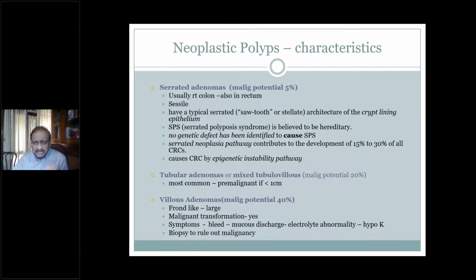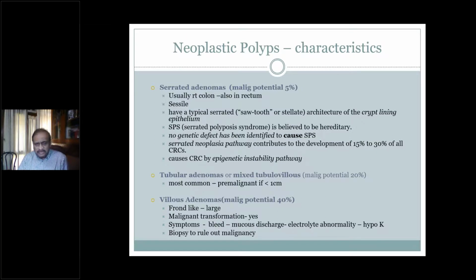So remember, serrated adenomas are important because the malignant potential is only 5%, but they cause CRC by the epigenetic instability pathway. Number one, no genetic defect has been identified. Number two, and number three, the name comes from the appearance of the epithelium, and there is a sawtooth or stellate architecture of the crypt lining epithelium. That's why they're known as serrated adenoma.